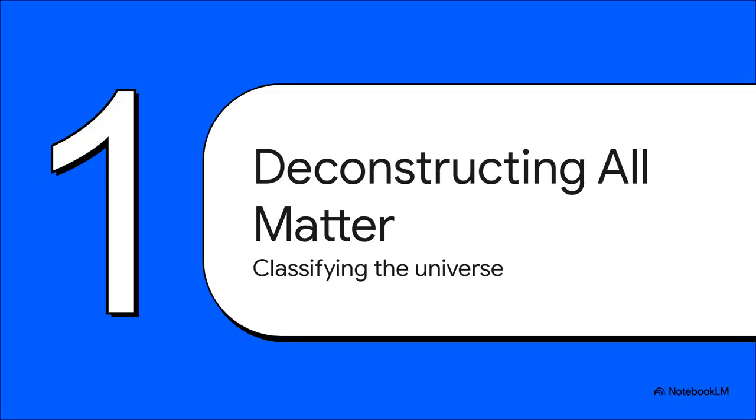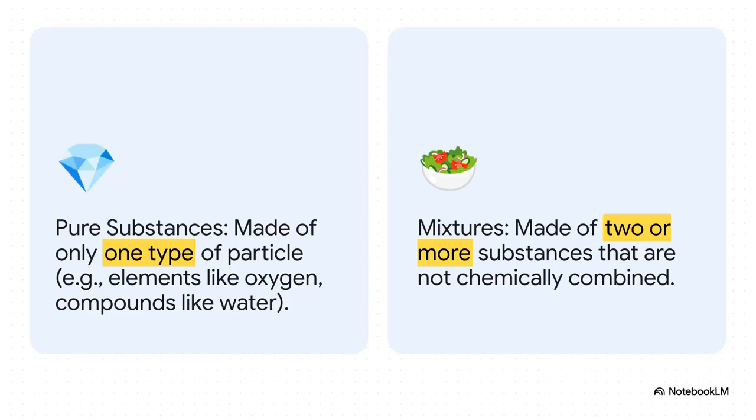You see, before you can really understand matter, you have to know how to sort it. And chemists? Well, they have a really logical system for doing exactly that. The very first big split a chemist makes is to divide everything into two main buckets. In one bucket, you've got pure substances. These are things made of only one type of particle. Think of a pure gold bar or a glass of totally pure distilled water.